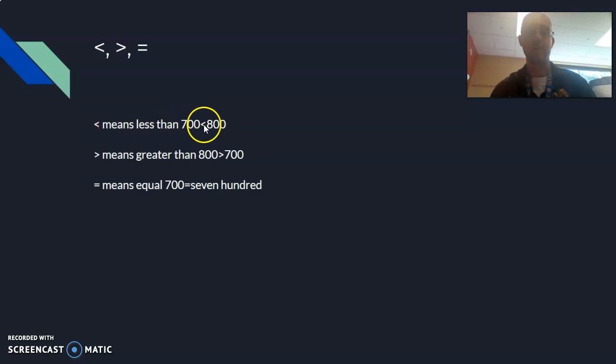So 700 is less than 800. This symbol means greater than. So 800 is greater than 700. This is equals. So I wrote 700 in numeral form and in word form.